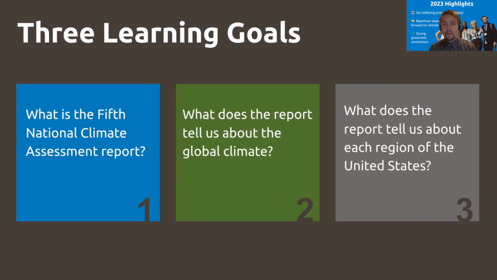And if we've done our job well, here are the following three learning goals we're going to cover tonight. What is the fifth National Climate Assessment Report? What does the report tell us about the global climate? And how can we learn from the report what it tells us about each of the regions in the United States?